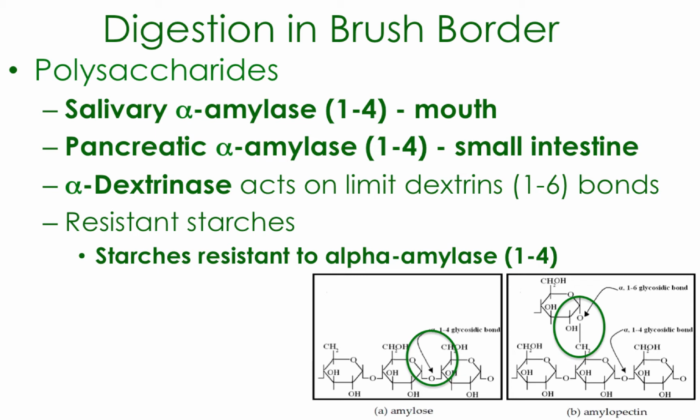Now, this occurs in both the mouth, so salivary, as well as the small intestine, produced by the pancreas. I'm sorry, the pancreas produces the amylase. All right. Now, in order to digest, it's called a dextrin. So dextrin is just a product of enzymatic hydrolysis of starch.